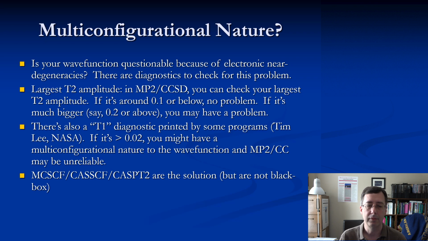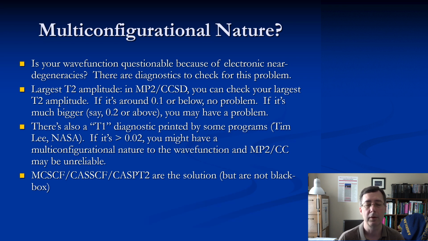The first off, the simplest one is if I do an MP2 or coupled cluster calculation, I can just look at my biggest T2 amplitude. That's the coefficient that goes in front of those excited determinants or substituted determinants in the total wave function. And if that coefficient is around 0.1 or less, it's probably fine, and you can use your standard single reference methods. But if it's, say, 0.2 or bigger than that, that might be a sign that I have some multi-reference nature to the problem.